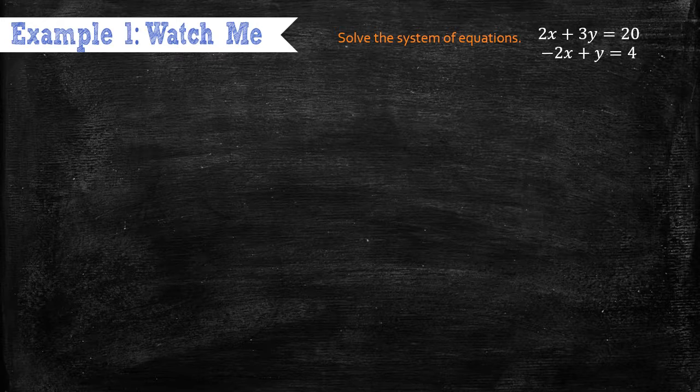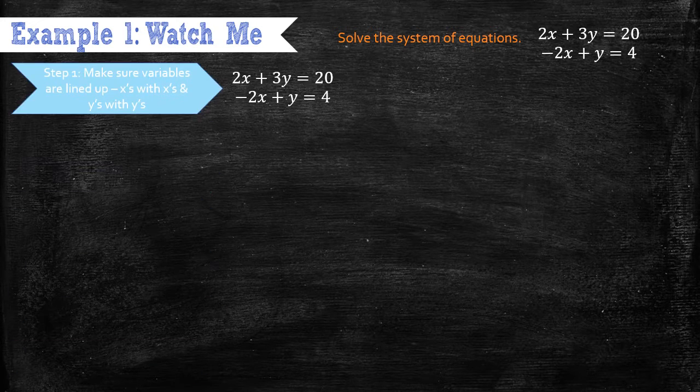So in this example, it says to solve the system of equations, we have 2x plus 3y equals 20, and then we have negative 2x plus y equals 4. So the first step is to make sure that our variables are lined up. This example is nice. They gave me both equations in standard form. Remember that standard form is when we have ax plus by equals c. And this is the form that we want our equations to be in when we're using elimination to solve.